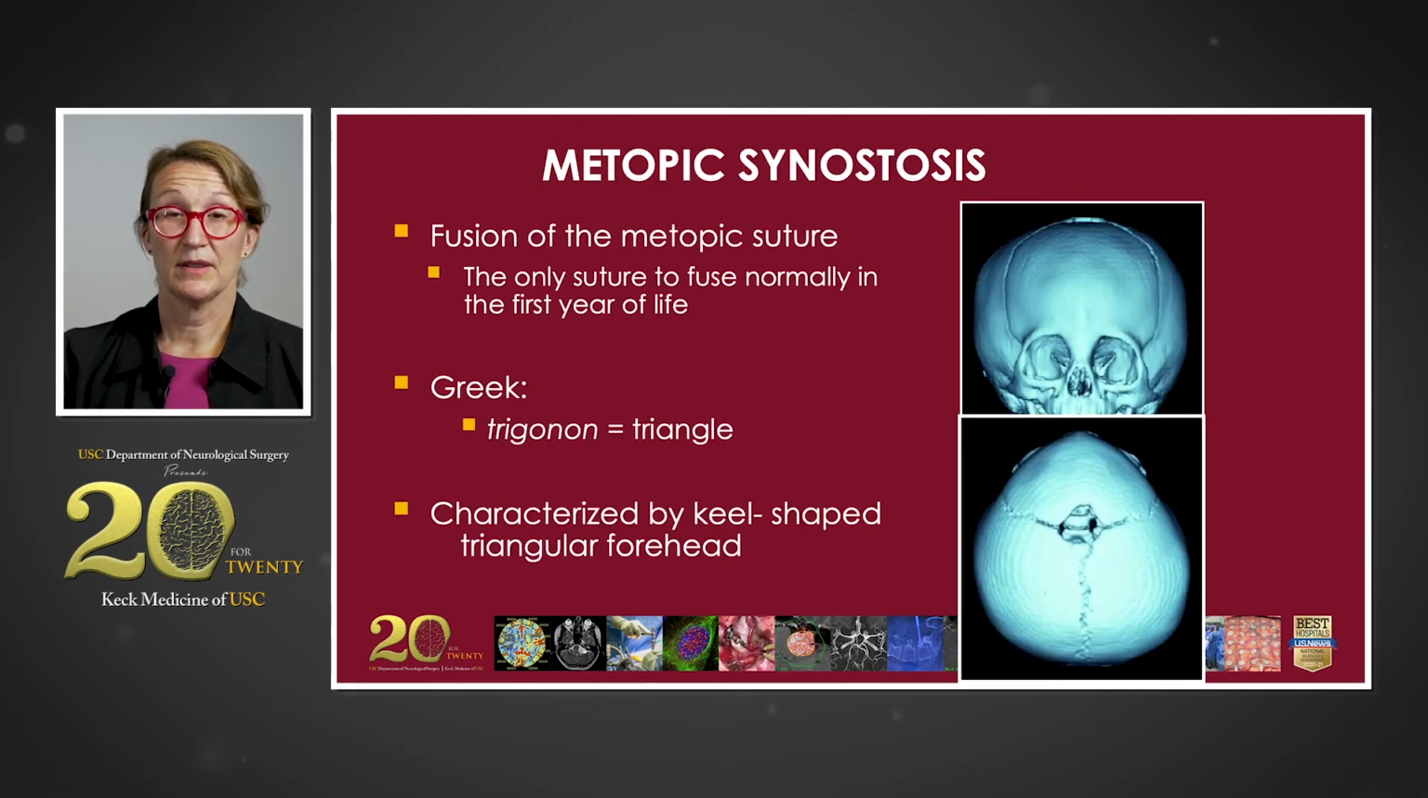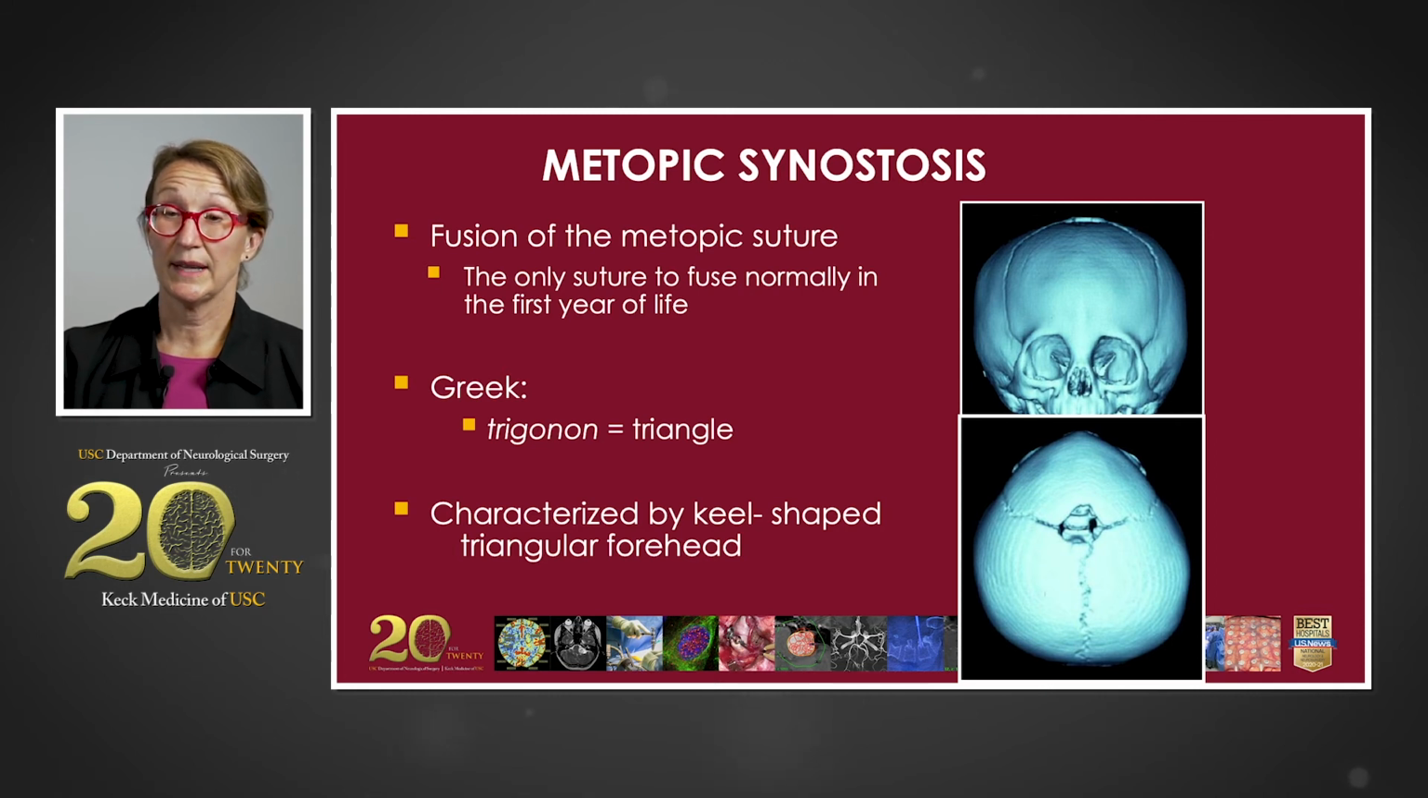The third type of craniosynostosis is metopic synostosis, which is fusion of the metopic suture. This is the only suture to fuse normally in the first year of life. This head shape is typically called trigonencephaly, named after the Greek trigonon, meaning triangle. The head shape is characterized by a keel-shaped triangular forehead.